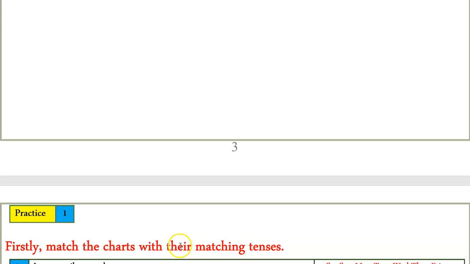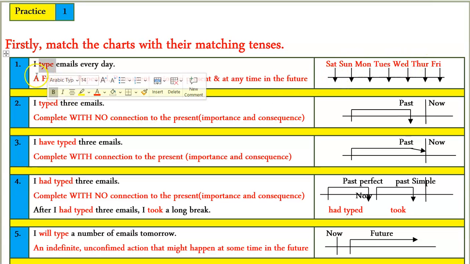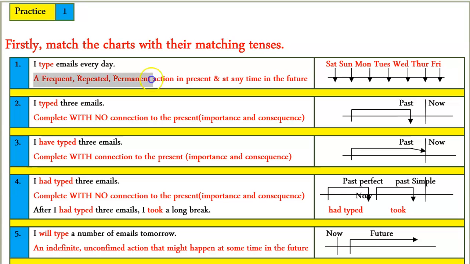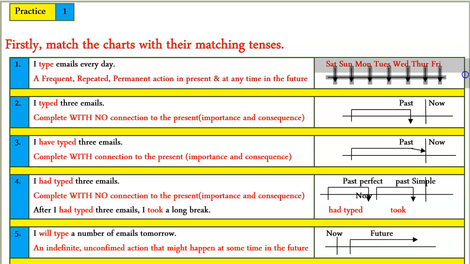Okay? Now going down to the charts. The charts have to do with what we have discussed earlier, but with more clarification. Starting with the present simple, it's an action which is frequent, repeated, permanent. As you can see, the chart shows this. Type is past simple, complete, but with no connection to the present, as you can see. Have type present perfect, complete with connection to the present, as you can see.